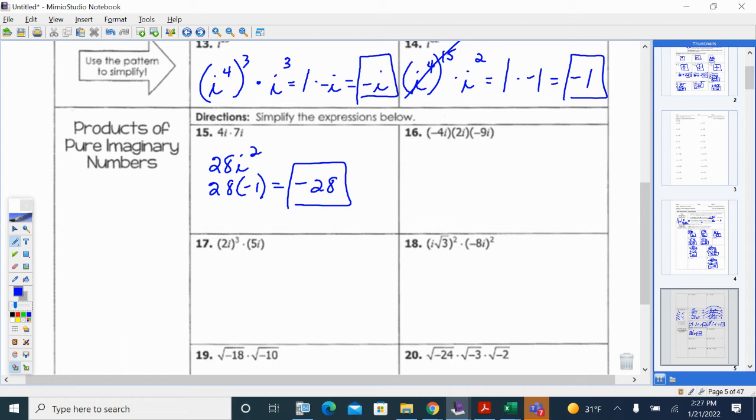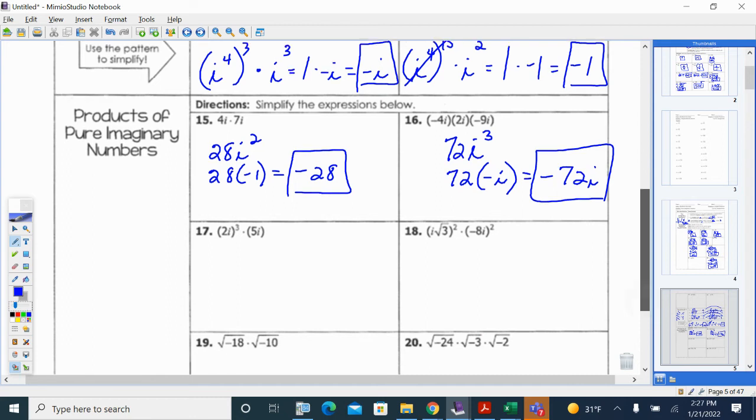Number 16, we got 4i times 2i times -9i. Well, i times i is i squared, and then times i is i cubed. Well, that part I got. 4 times 2 is 8, -8 times -9 is a +72. And then i cubed, I know, negatives in the middle. i cubed's -i. So this is 72 times -i, or -72i.